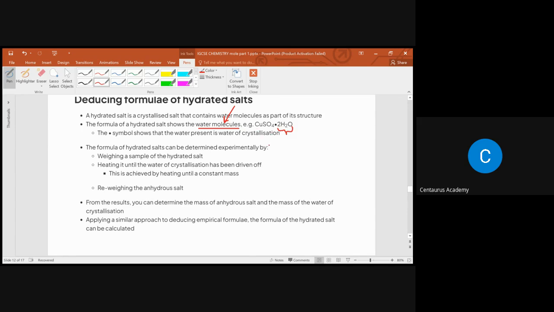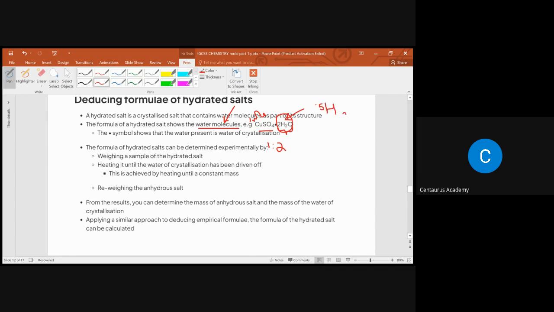So this means that the ratio of copper sulfate to water molecules is 1:2 within this hydrated salt. And this is 1 mole of copper sulfate hydrated crystal. This degree of hydration can change, which means that it can also be 5H2O.